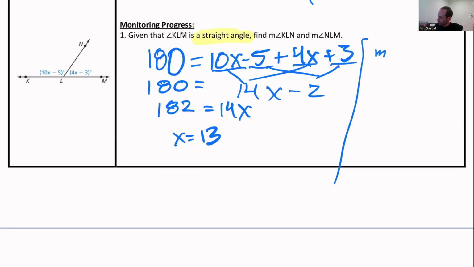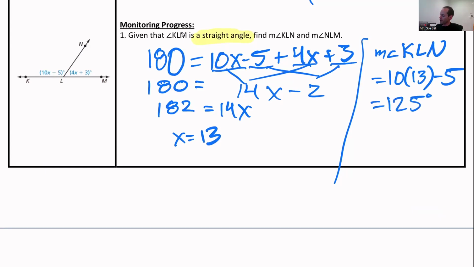So let's see. The first one, measure of angle KLN. Which one is that? KLN. That's the first one. 10 times 13 minus 5. So that's 130 minus 5, 125. Sweet. And then for the other one, NLM.